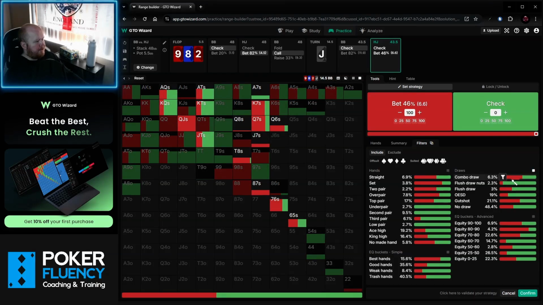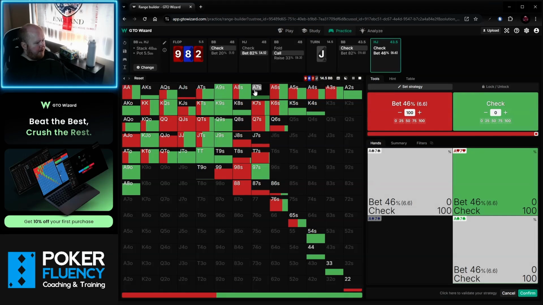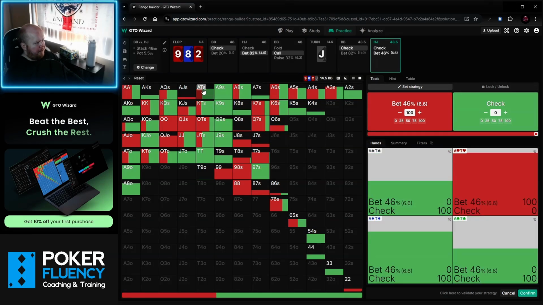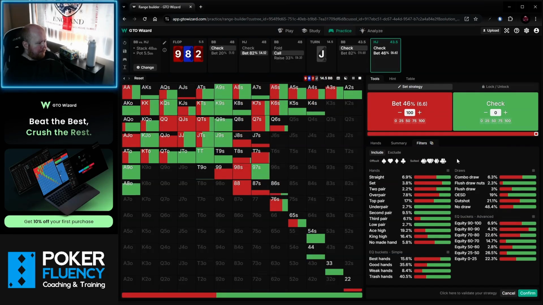And then we've got combo draws. So there are, again, some combo draws that are going to be in some slightly weird spots here. Ace 7 of hearts is a good example of one that kind of sucks if we get raised. We've got the king 10 in there. We've got the ace 10 in there. What are some other ones? Are there any other ones that I've missed? Jack 10 we've got in there. I think we've actually covered all the combo draws. I think this is an okay turn strategy that we're arriving at.